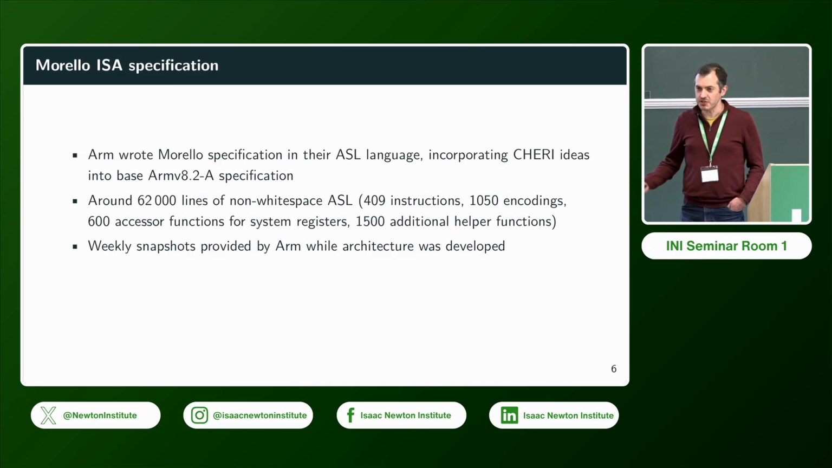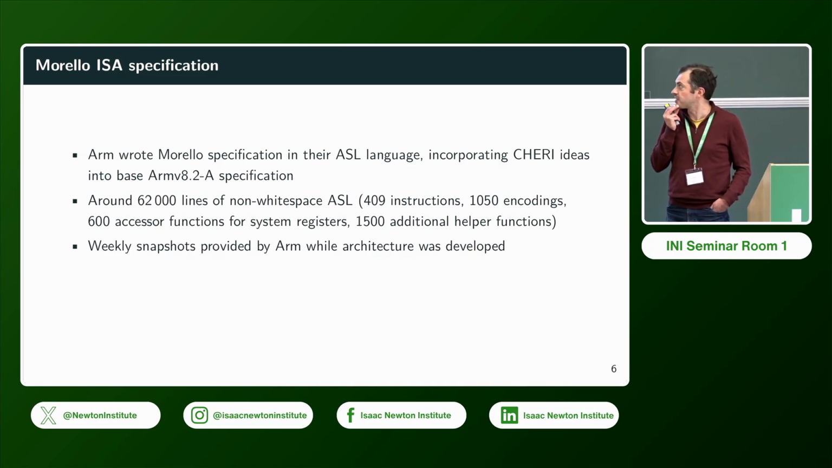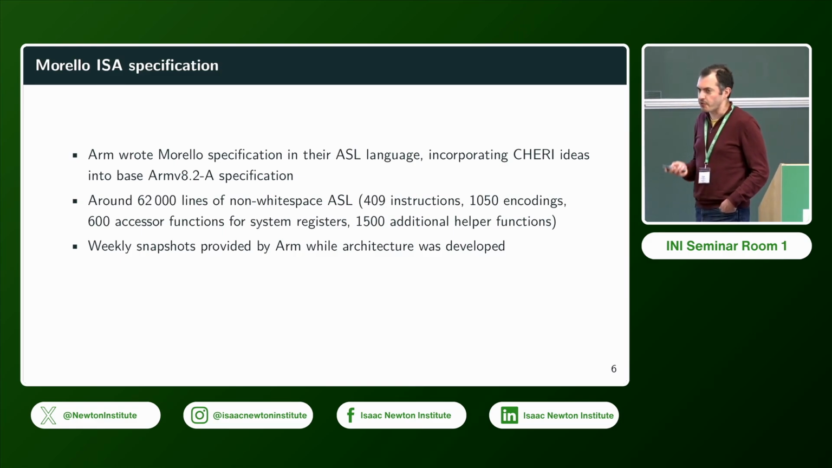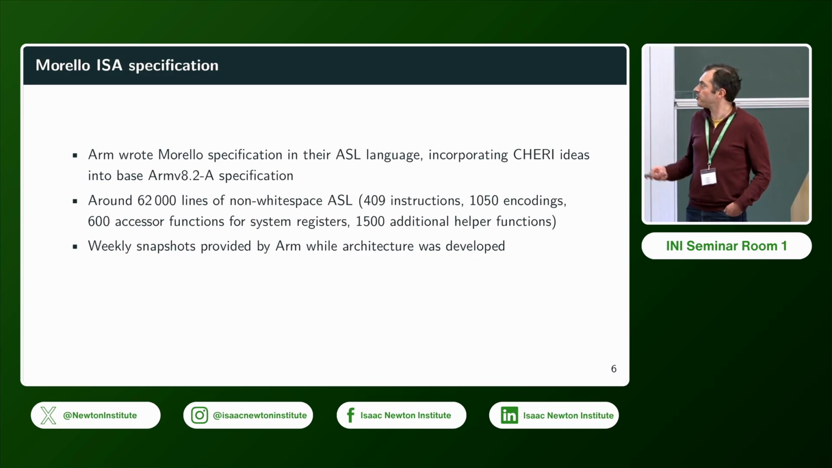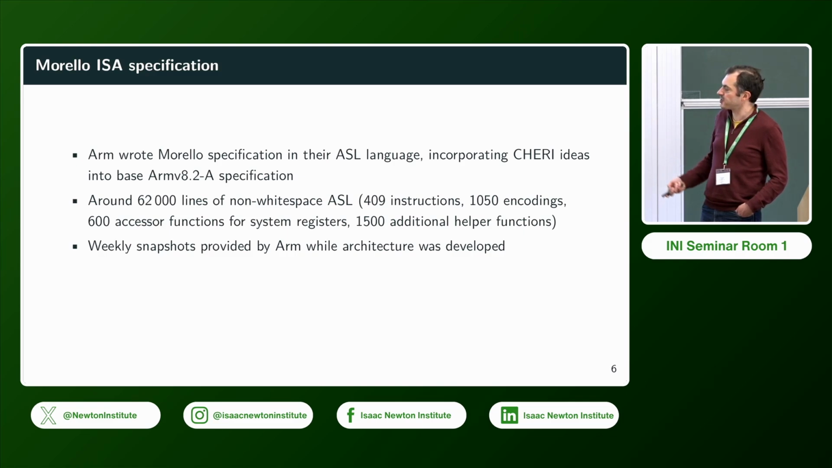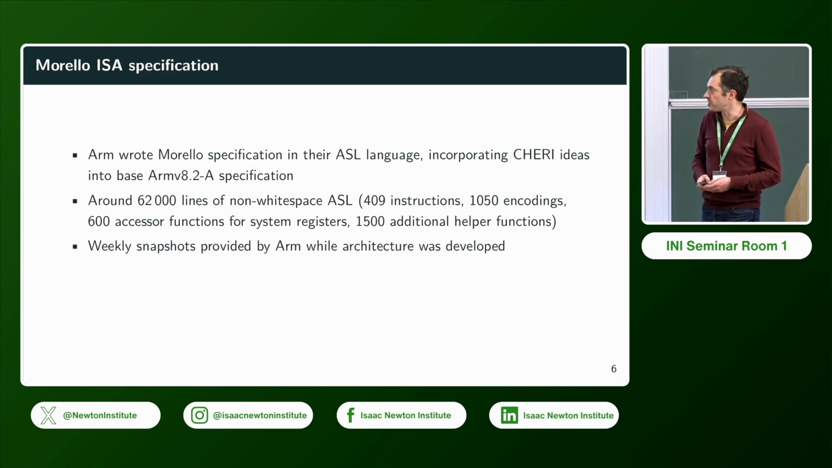So what does the specification look like? Well, we've already mentioned before that there are these ARM specifications in their architecture specification language, particularly the one that Alistair is using, ISLA. And they actually wrote a specification, saving us a lot of bother, incorporated into the base ARM v8.2 specification. So this is taking the existing specification, they added lots of Cherry stuff to it, they adapted many of the operations, and came up with a complete specification for the architecture.